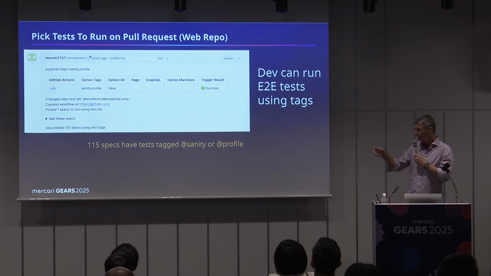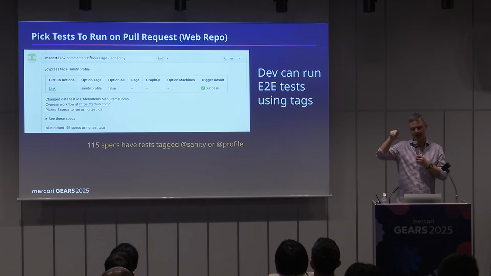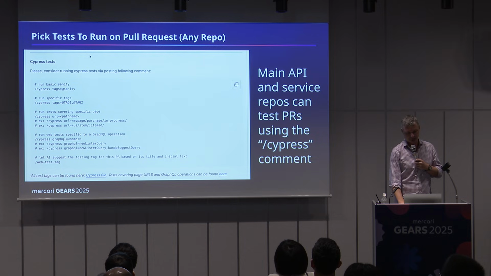In this example, a developer ran tests tagged sanity and profile. We don't add the @ symbol because on GitHub it actually has a meaning, so we allow you to just put tags without any ampersand. So in this case, 115 specs were tagged sanity or profile, and they would execute.